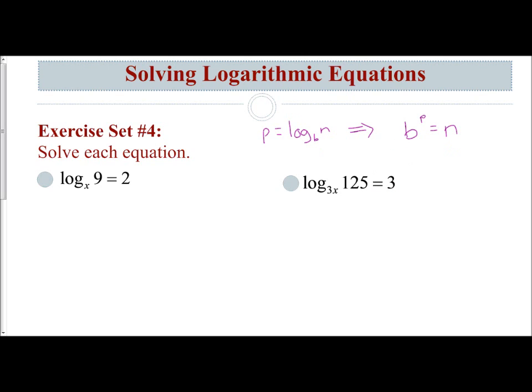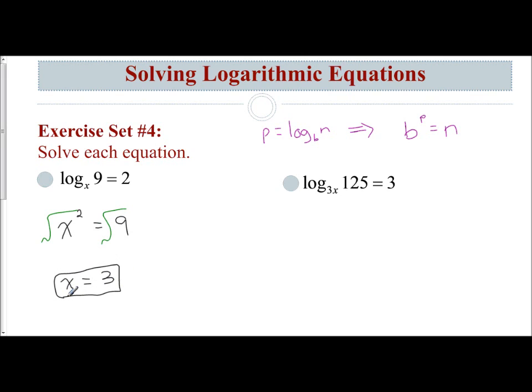So to solve, let's do that. Let's convert between them. So if I take a look, log base x, so x is my base, my power is 2, should be equal to 9. So x squared equals 9. So to solve this, well, you take the square root of both sides. Square root of x squared is x, square root of 9 is 3. And so my answer is x equals 3.